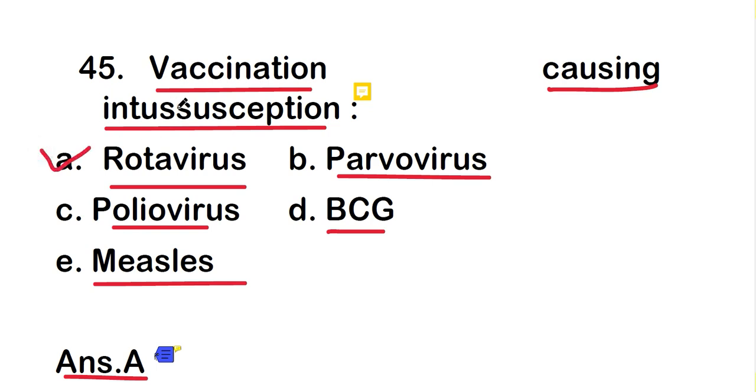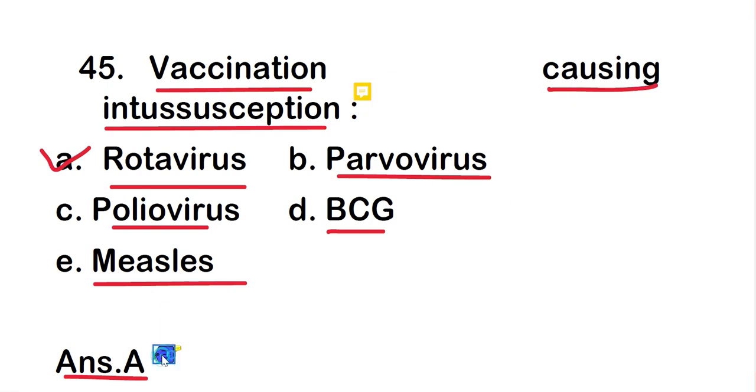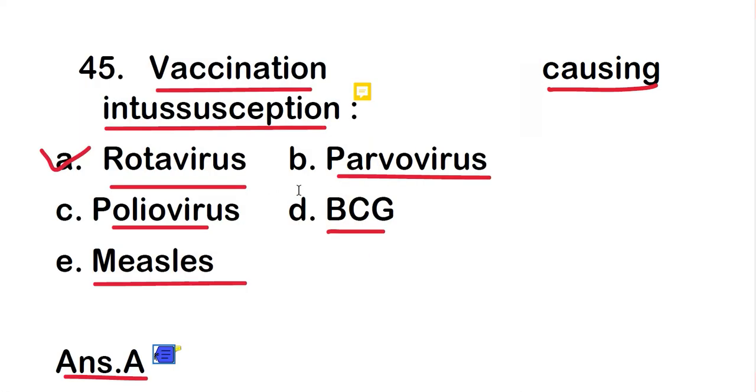So what is intussusception? Intussusception means a life-threatening illness and occurs when a portion of the intestine folds like a telescope with one segment slipping inside another segment, and which is like this. So here this is the normal condition, but when one portion goes inside into another portion, this type of thing is known as intussusception. Okay, so move on to the next question.